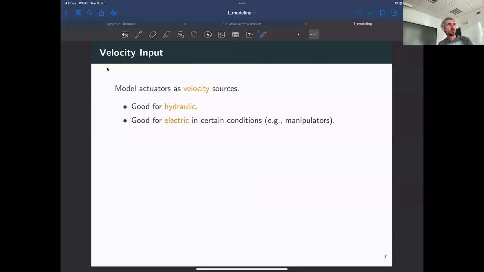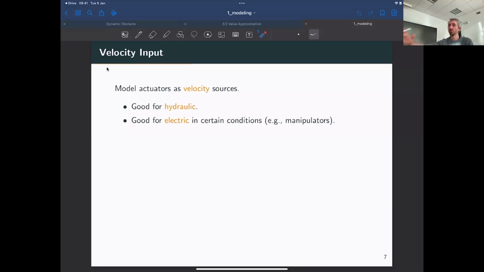So let's discuss the different options. Option number 1, which is the simplest, is to assume that your actuator can directly provide a desired velocity. That's the assumption that typically people make in the industry when they're controlling robot manipulators. They assume that the robot can basically generate whatever velocity at every joint instantaneously.